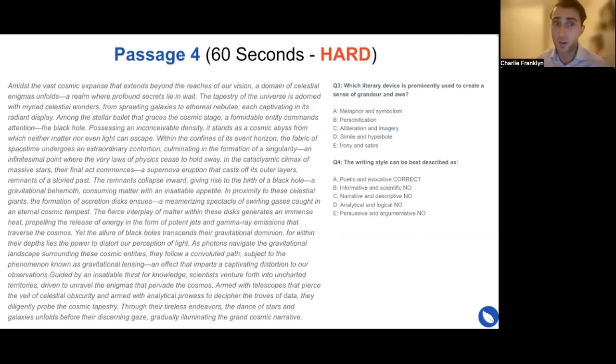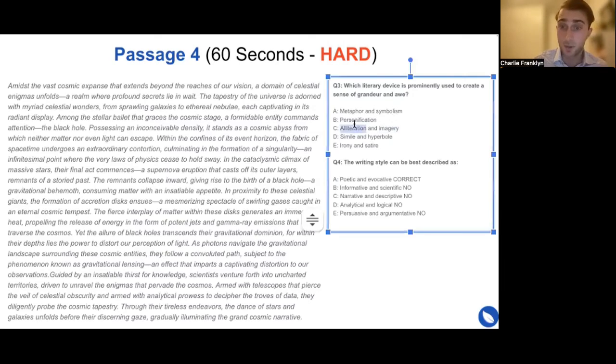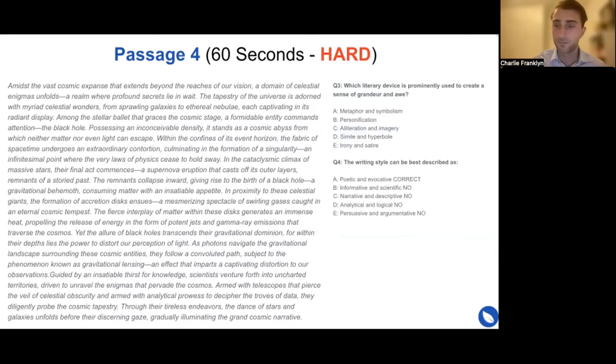But realistically, I would say it requires a lot of understanding. To get this answer correct, you have to read through it well, you have to understand how many metaphors, how much alliteration, how many similes, how much satire. And so I would say it's probably one you want to skip.